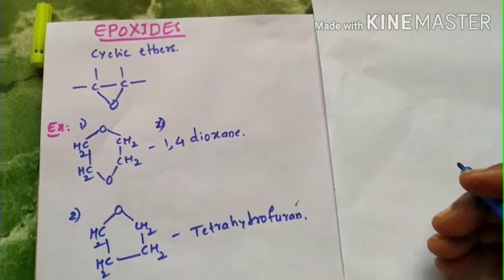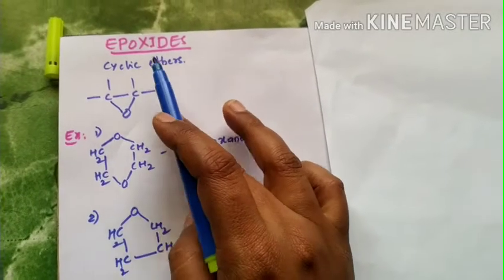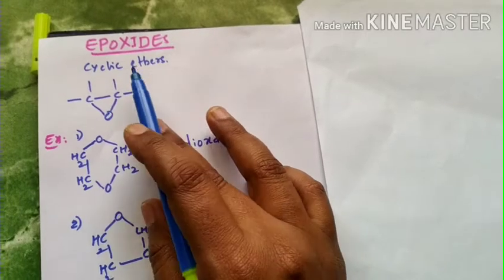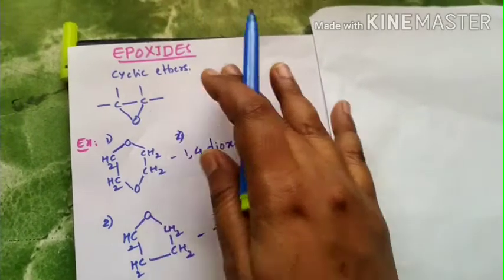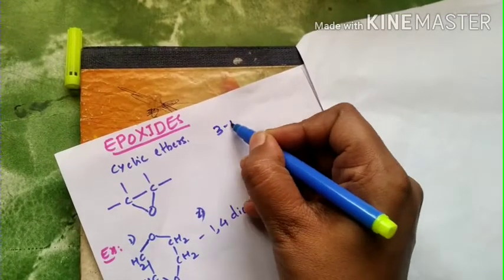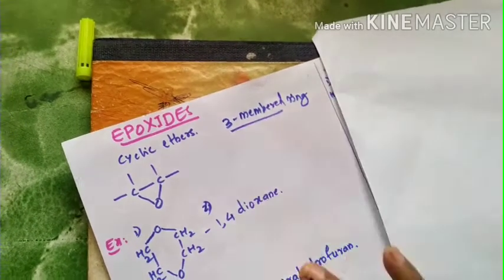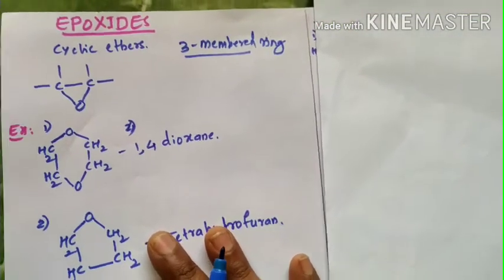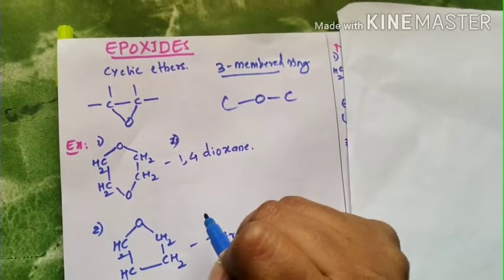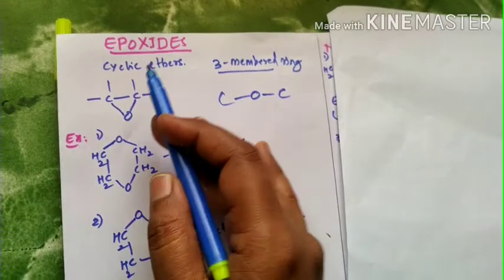Students, today we will see the epoxides. What are the epoxides? These are also cyclic ring structures of ethers, or these are the organic compounds whose molecules contain a three-membered ring. They are bonded between the oxygen and two carbons. They have the general formula C2O. These are known as epoxides.